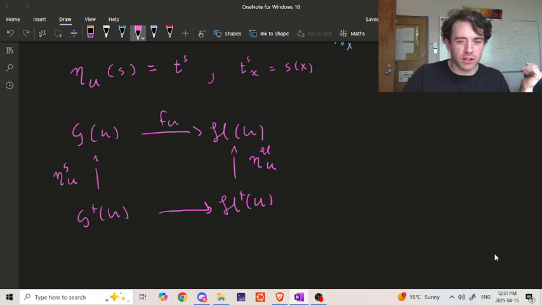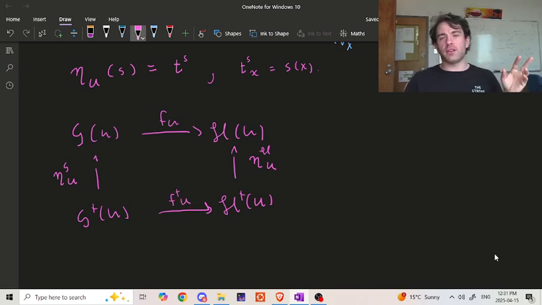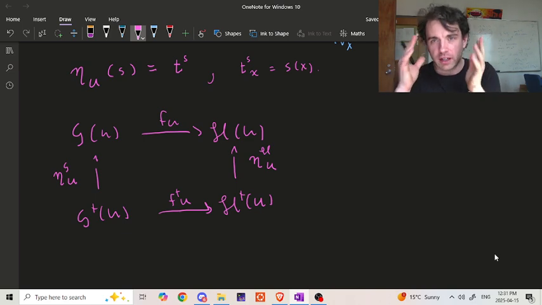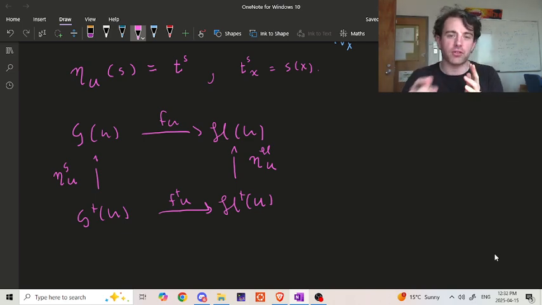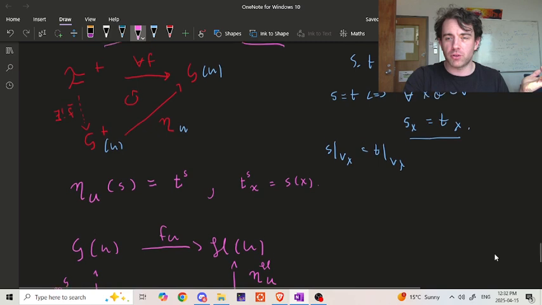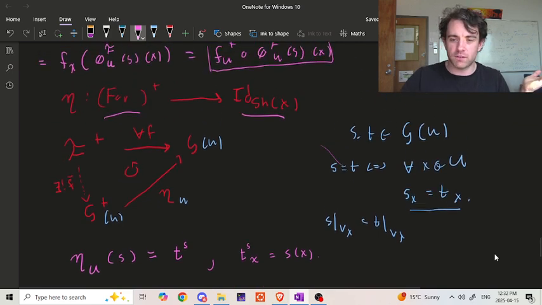And what do I need down here? I need F plus U. So we're going to verify that this diagram commutes. But instead of literally looking at this on the nose, on the level of elements, we're going to use this trick about the stalks. The two sections agree if and only if their germs at every point agree.